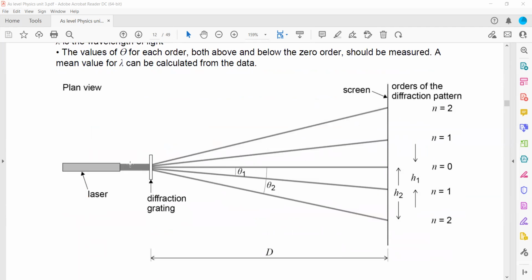So we take a laser light, and we want to determine the wavelength. We'll take the laser light and pass it through a diffraction grating. As a result, multiple diffraction will occur: diffraction from the first gap, from the second, from the third. As a result of this diffraction, there will be bright and dark fringes.